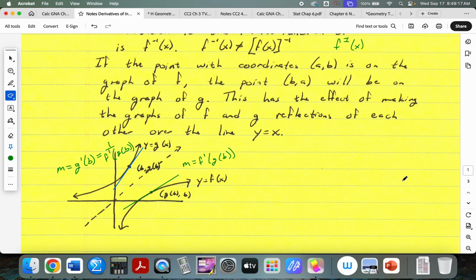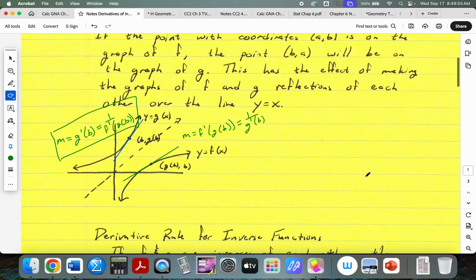Because the x and the y exchange places, in my slope, where this is in the numerator, when I go to the inverse, this is going to be in the denominator. And likewise, I could do this one. I could say that this is equal to 1 over g prime at b. It works either direction. And if we take this one, although both of them can be useful, this is the derivative rule for inverse functions.